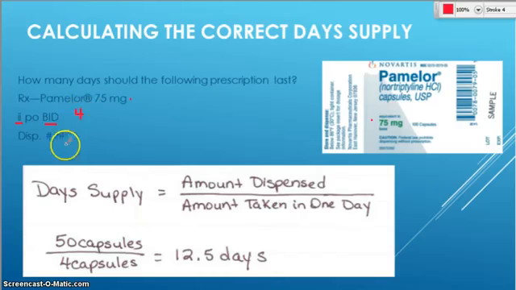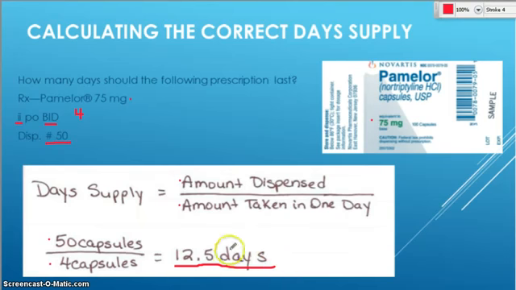And the doctor said to dispense 50 capsules. So the definition or the formula for day's supply is the total amount dispensed divided by the total amount taken in one day. In this case, the amount dispensed was 50 capsules, and they are taking 4 per day. When we divide 50 by 4, we find that this medication is going to last 12 and a half days.